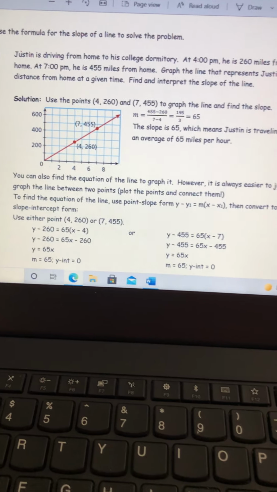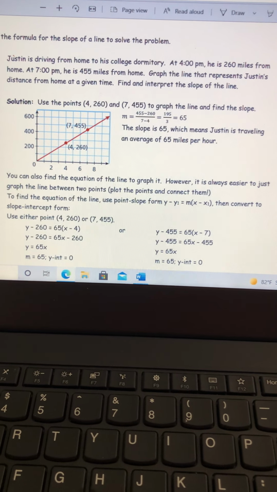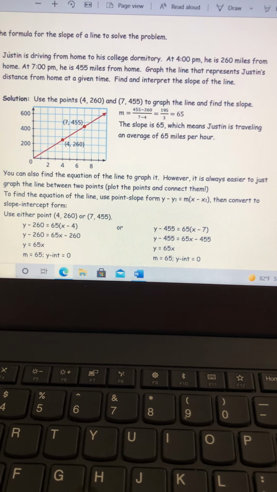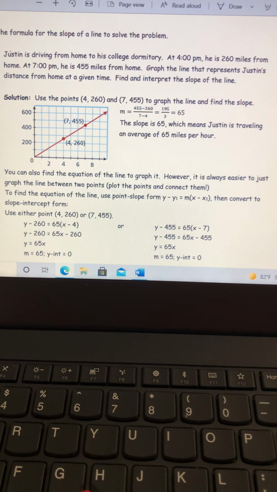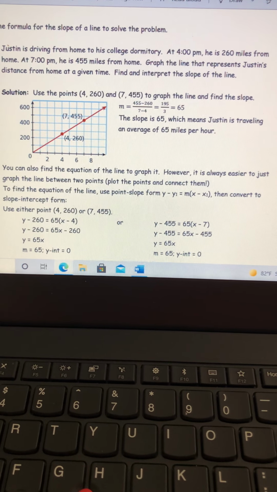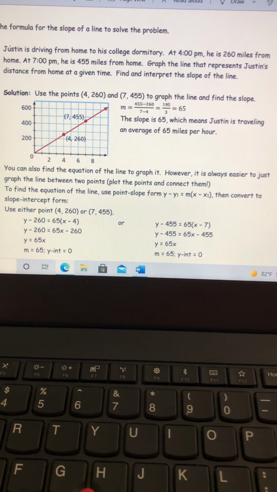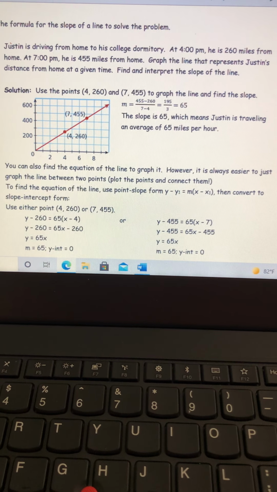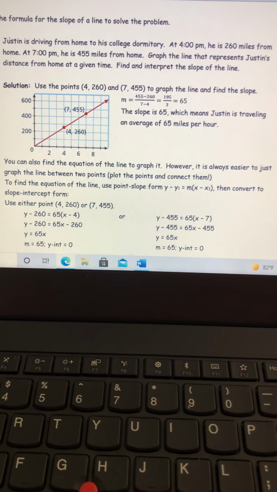To solve the problem. So you've got Justin is driving from home to his college dormitory. At 4 p.m. he is 260 miles from home. At 7 p.m. he is 455 miles from home. Graph the line that represents Justin's distance from home at a given time and find and interpret the slope of the line. Okay, so we have at 4 p.m. Let me just do, this is example 2A.